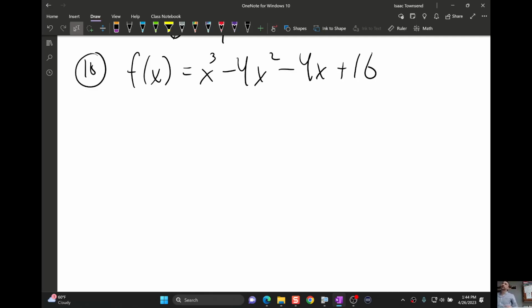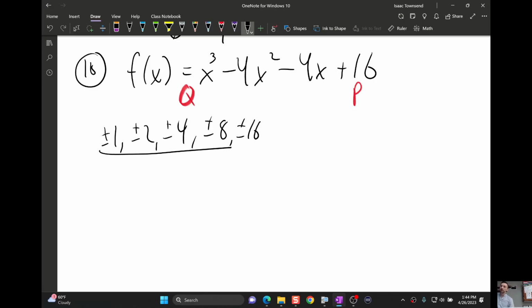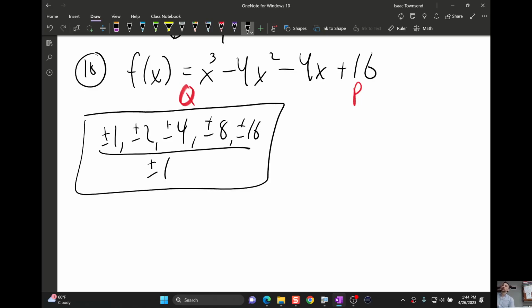Okay, so the answer to number 16 should not take too long. If you know which one of these is P and which one is Q. I just always remember that it's not alphabetical, like P should come before Q, but if it's in descending order like this, Q comes first and then P, so that's just how I remember it. So plus or minus all the factors of P, so all the stuff that goes into 16 evenly, over plus or minus all the factors of Q. Those are the possible rational zeros.